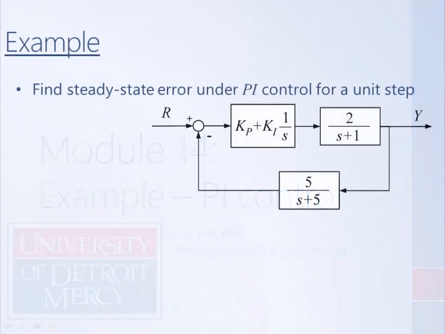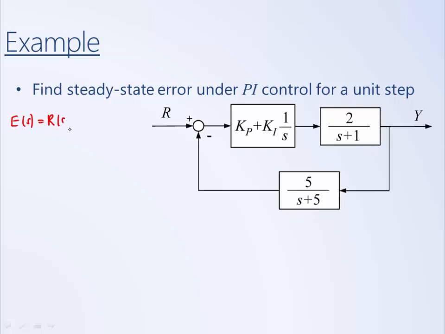So here we have the exact same system from before, except now with a PI controller. So we'll go ahead and follow the exact same process and find the steady state error of the system in this situation. So again, we define error as the difference between the reference, i.e. the commanded output, and the actual output.